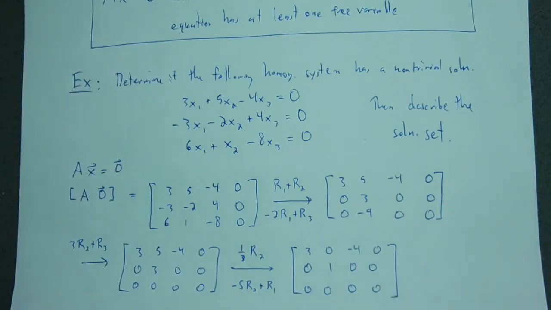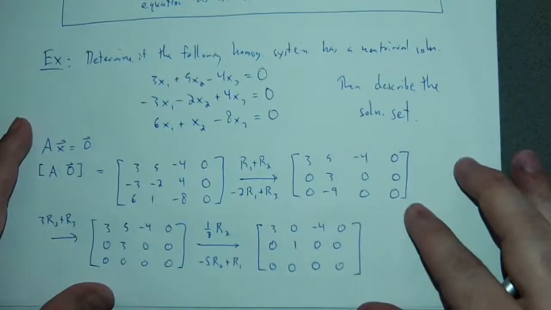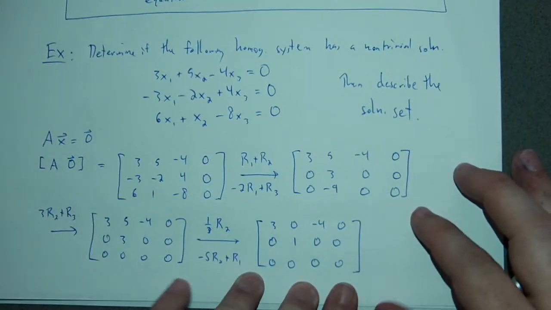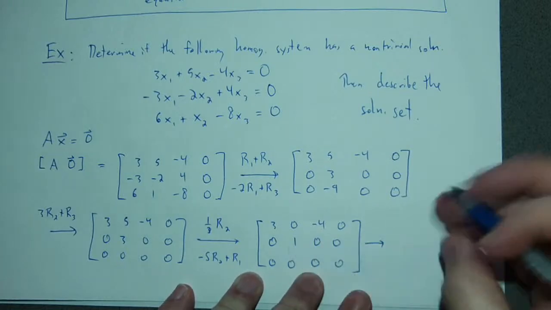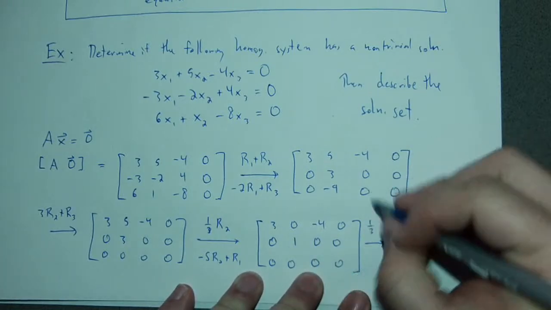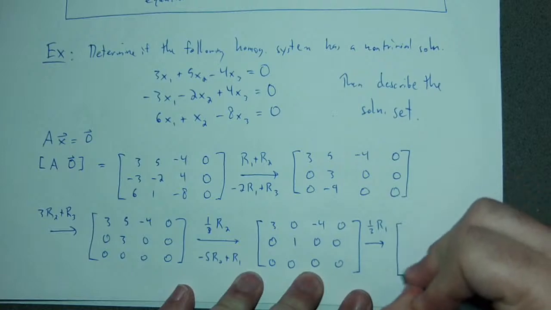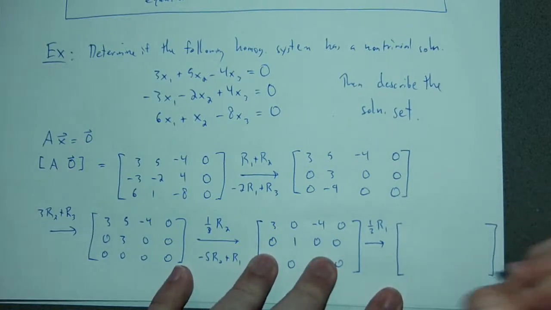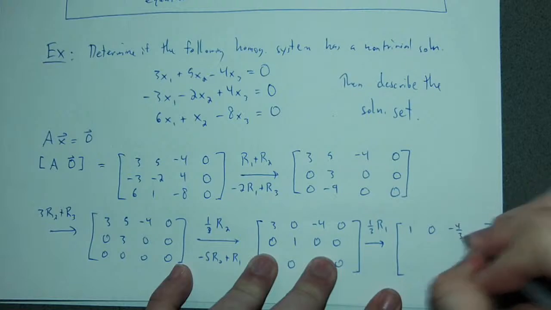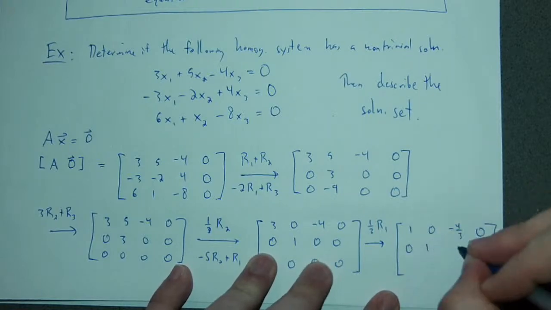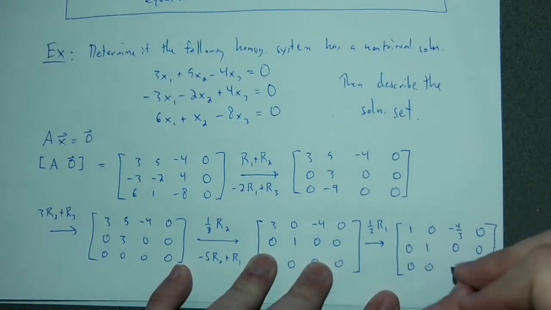And so to put this into reduced row echelon form entirely, might as well scale row 1 by 1/3. This puts me into reduced row echelon form. So this is 1, 0, minus 4/3, 0, 0, 1, 0, 0, 0, 0, 0, 0.